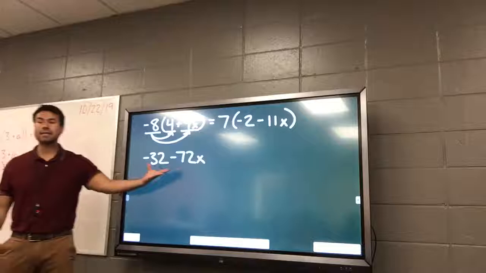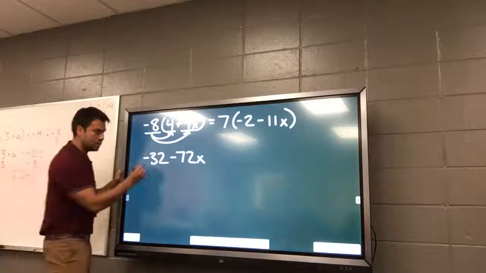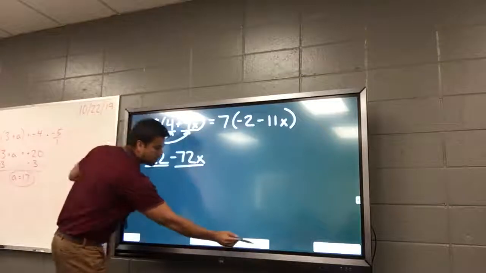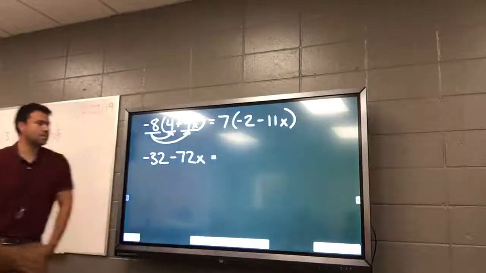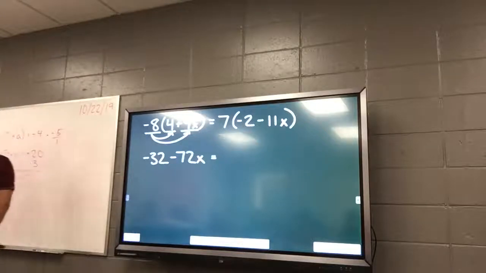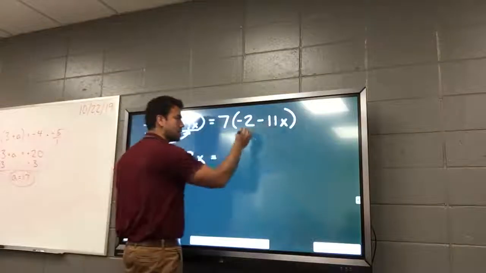Could you combine these 2 together? No, they are not like terms. This is not like that one. So those are not like terms. You're like, oh man. All right, we simplified the left side. Let's simplify the right side. So how many terms are in this set of parentheses?